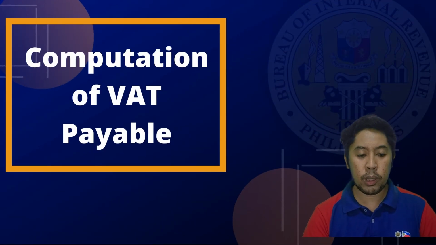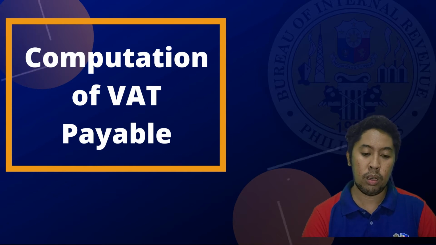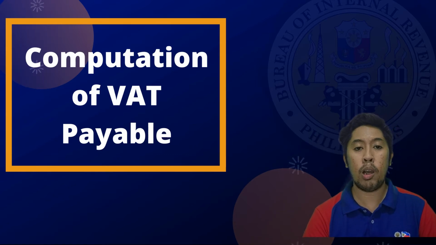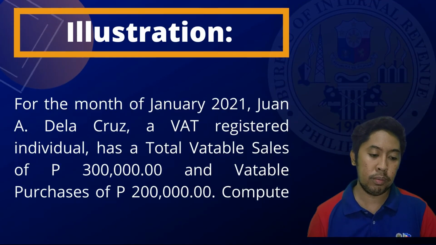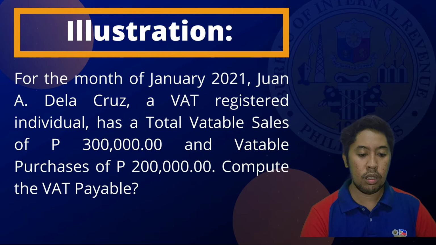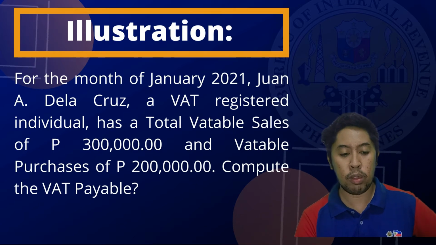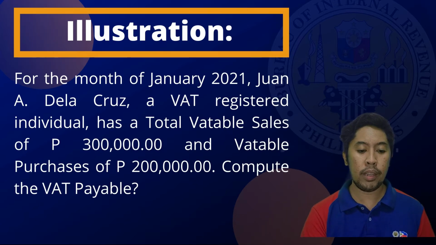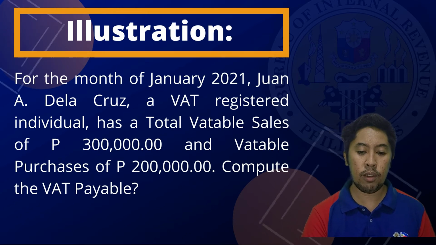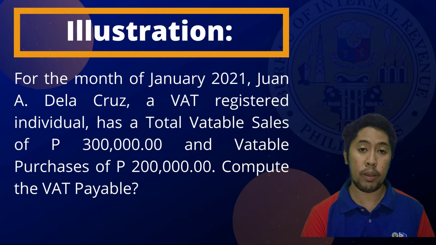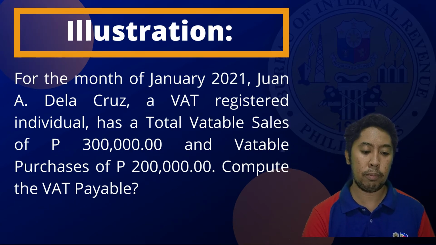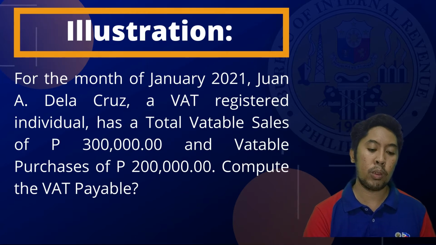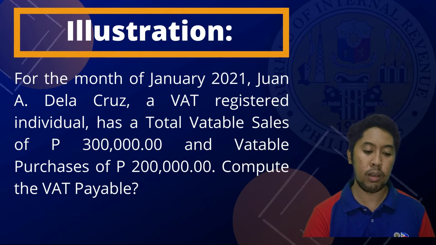Moving to the most important part of this orientation, we will go over how you can fill up your VAT returns. So for illustration, for the month of January 2021, Juan A. De la Cruz, a VAT registered individual, has a total VATable sales of 300,000 pesos and a VATable purchases of 200,000 pesos. So, compute for the VAT payable.